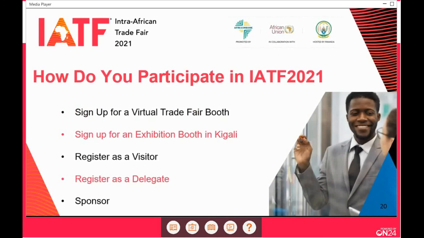How do you participate? Very simple. You can either sign up for a virtual trade fair booth immediately, which will give you access to all the markets for 365 days of the year for a very small amount of $750 per annum. Or you may sign up for an exhibition booth to take part in our trade exhibition in Kigali, Rwanda next year. Or you may sign up as a visitor or a delegate, and you may do that online immediately. Or you may take the opportunity to take one of our sponsorship packages.